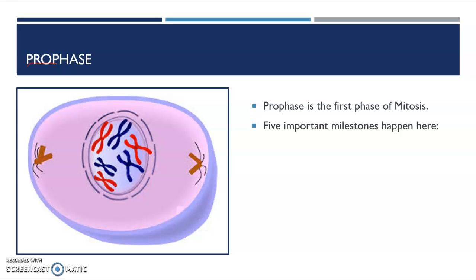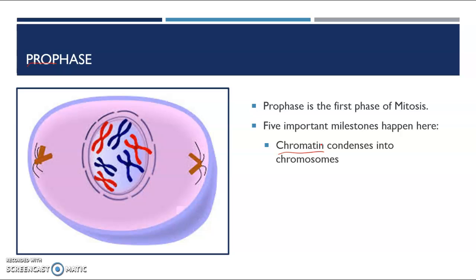And there are 5 important milestones or things that happen here. I call them milestones because they're easy to keep track of. Kind of like a big milestone in your life is walking or talking. It's a big milestone that usually your parents remember. The first milestone is chromatin condenses into chromosomes. You're probably like, what is chromatin?